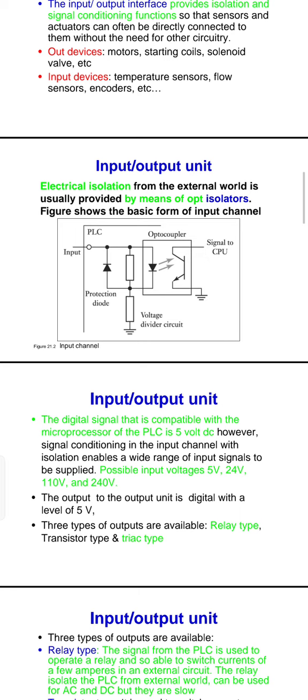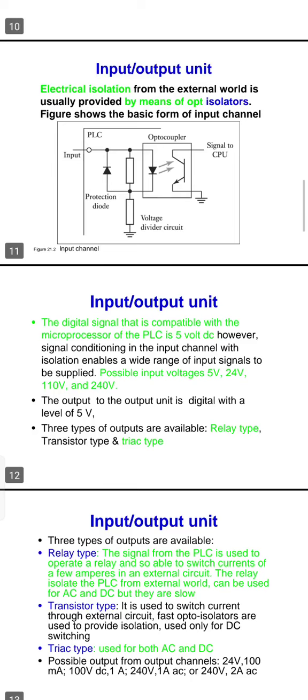Three types of outputs are available: relay type, transistor type, and triac type. The relay type: the signal from the PLC operates a relay, so it is able to switch a current of a few amperes in the external circuit. The relay isolates the PLC from the external world and can be used for AC and DC, but it is slow.